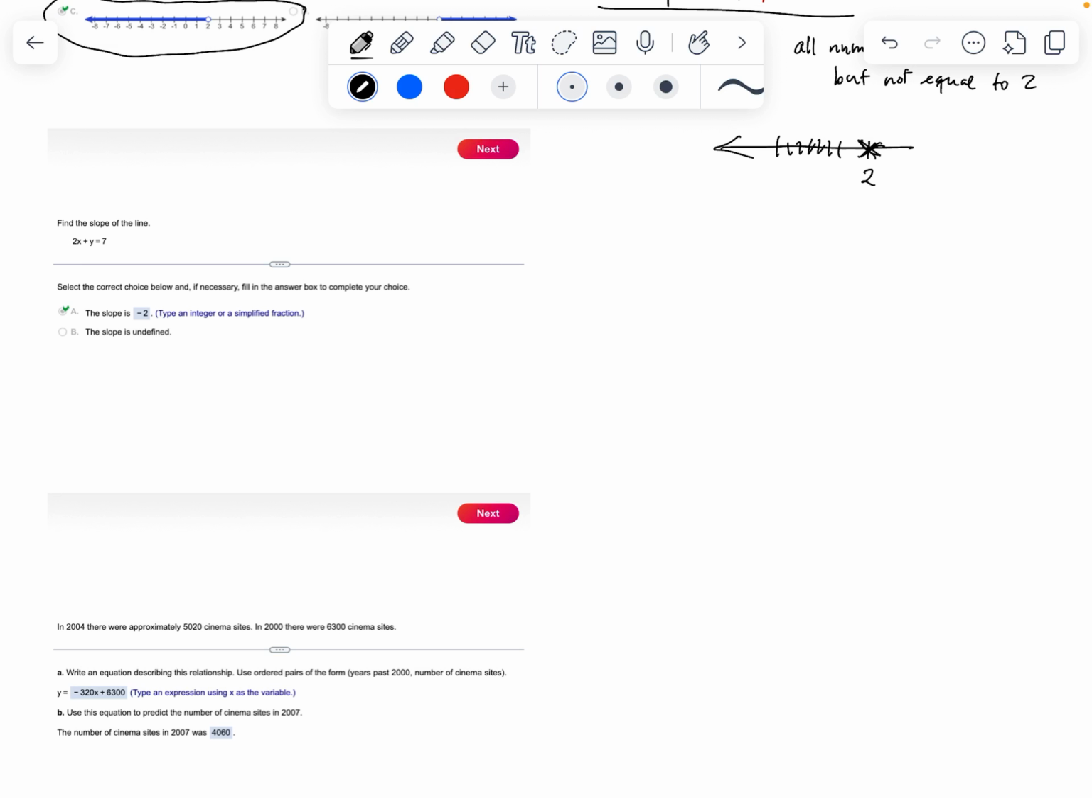Here they say find the slope of the equation. So we have 2x plus y equals 7. We have to rewrite it in slope form. So we know the slope form is y equals mx plus b. So we want to solve for y in this case. To solve for y, we want to leave y alone, so we have to kick out the terms with x.